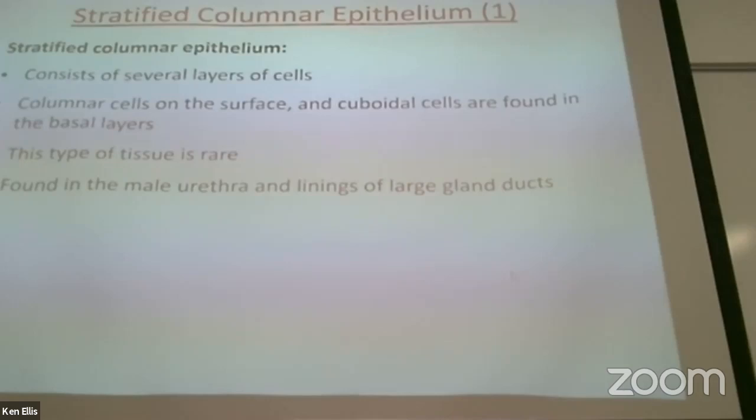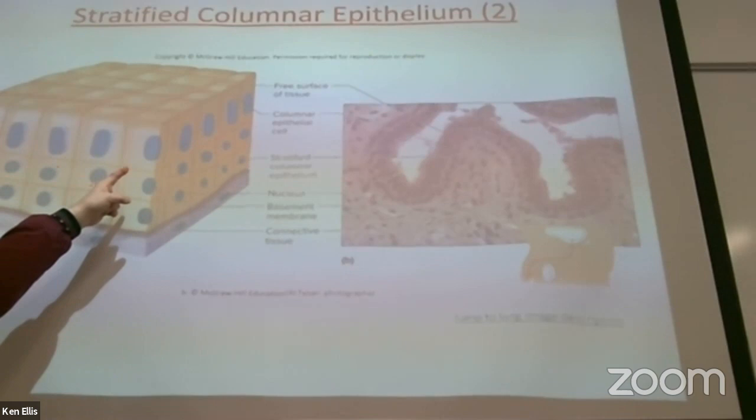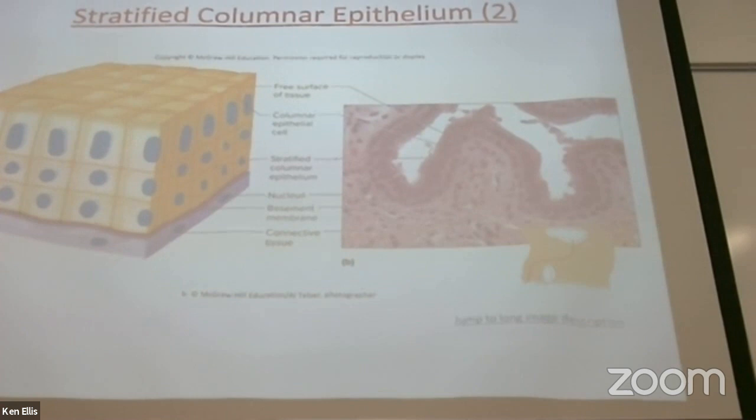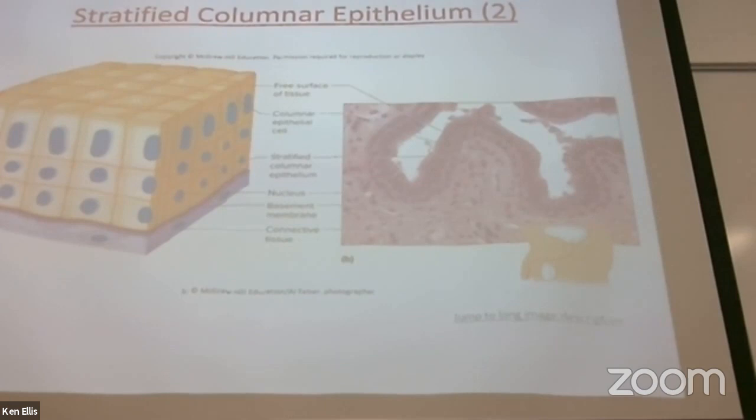This tissue is rare, found in the male urethra and the linings of large gland ducts. All right, so what's it look like? Well, this layer is a number of layers, but the top one is columnar. Are you with me there? Yes. We don't have this one either. So mark it on there and say, I'm not going to see this on the lab test. This will not be on the lab test.